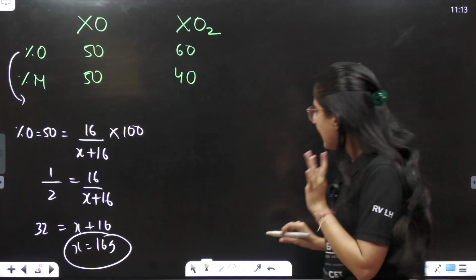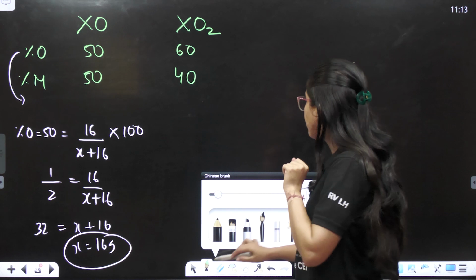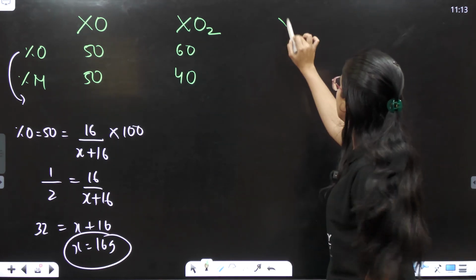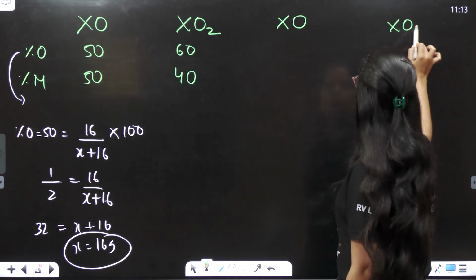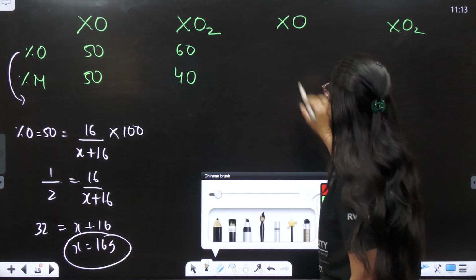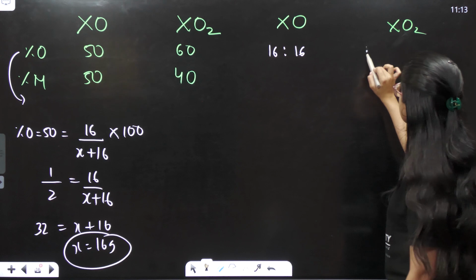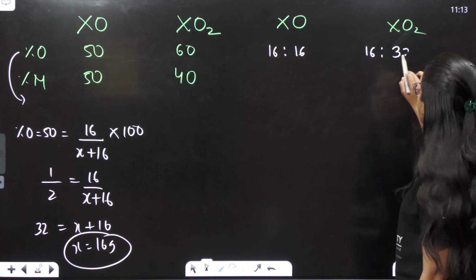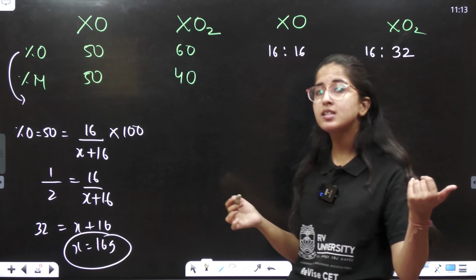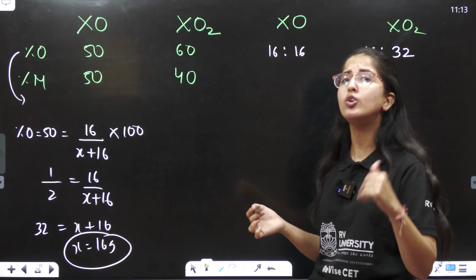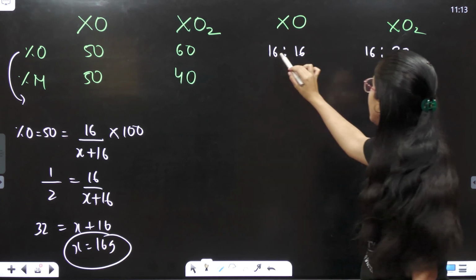Okay. So now what we can do here is compare the mass ratio. Correct? So here XO and XO2 are there. If I take the mass of X as 16, what is the mass of oxygen? Mass of X is 16, mass of oxygen will be 32. We have to keep the X mass constant. So what will we do? We will divide by 16 only to get 1.